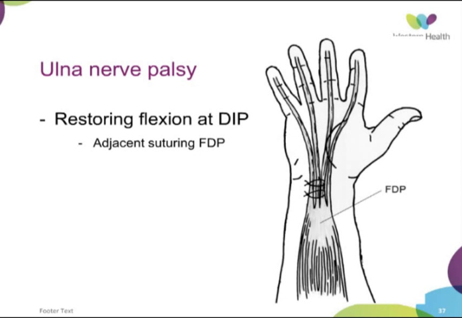So in a low nerve palsy, below the innervation to FCU and FDP, you've got multiple muscles affected in the hand: the interossei, the ulnar two lumbricals, hypothenar muscles, and adductor pollicis. With a high nerve palsy, FCU and FDP are also affected.